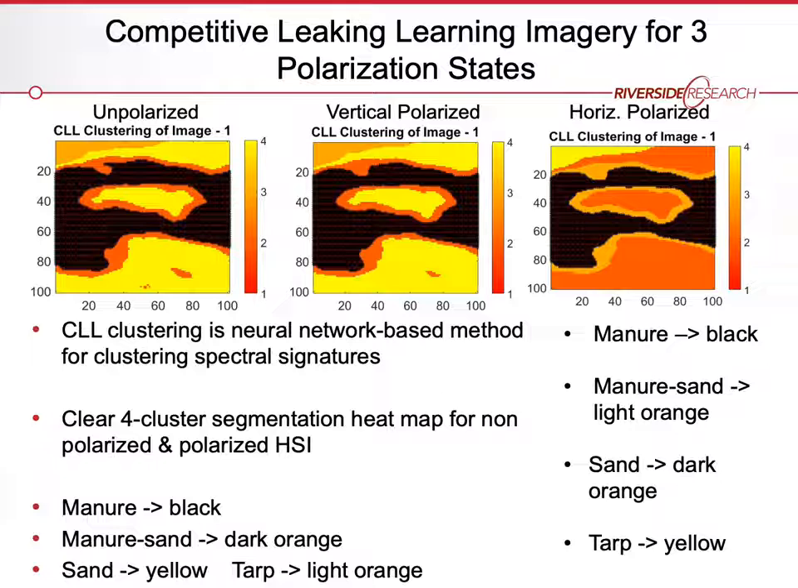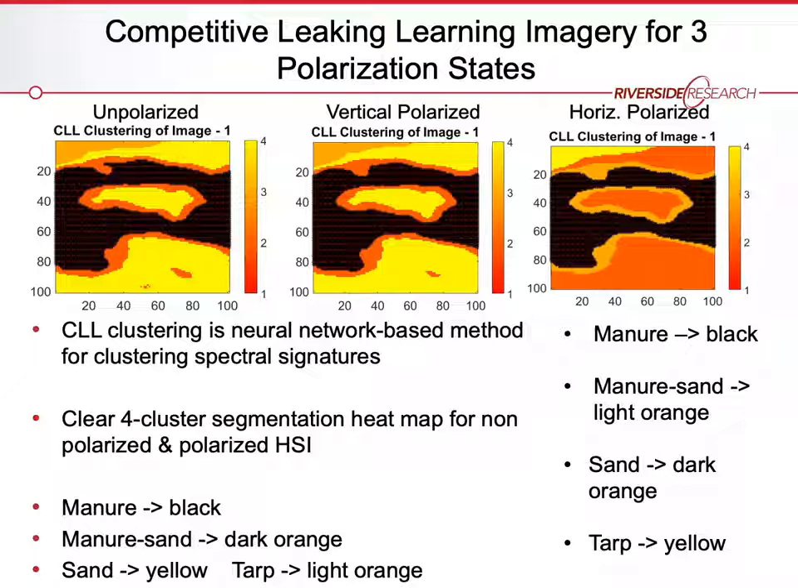Competitive leaky learning was the first machine learning algorithm that we used to try to get a handle on seeing contrast when looking at the data that comprises three polarization states. Competitive leaky learning clustering is a neural network based method for clustering spectral signatures.